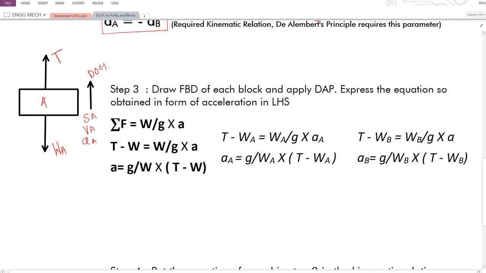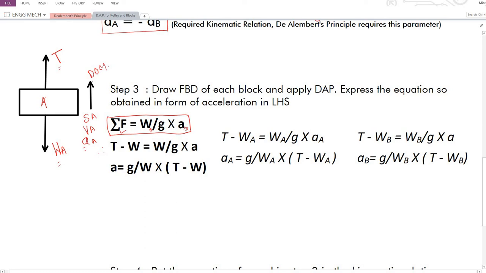With each FBD, we have tension as a parameter, the weight of the block, and the acceleration, which are the required quantities in D'Alembert's equation. This is the D'Alembert equation that we usually quote: summation F is equal to W by g into acceleration. This is the general case. That's why we are not using any prefix, that is A or B, on acceleration. Now if you solve this, then summation F is the summation of forces in the direction of motion.